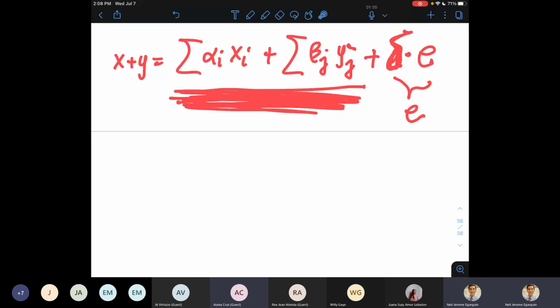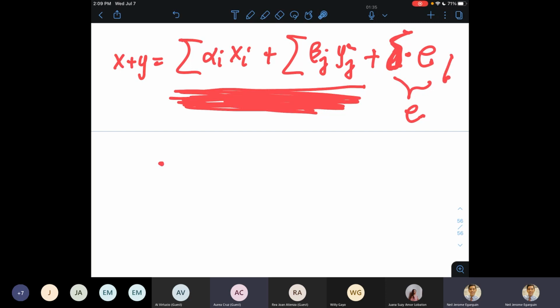Okay. So ngayon, ano na yung sum ng scalars ko, if I write it this way? But I hope you still agree that x plus y is still equal to the sum of the alpha i xi plus the sum of the beta j yj plus delta e. Clear? Yes, sir. It's clear. Agree kayo doon, di ba?